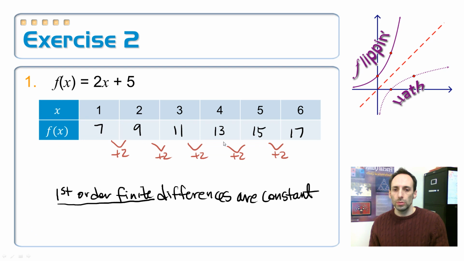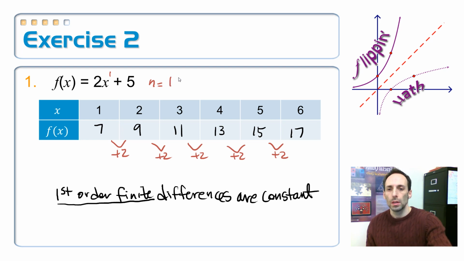I filled out the table, and then I found my finite differences. I found out what my y values were increasing by. They could decrease; you might see that in a bit. These were going up by 2 each, and that was constant. The first order finite differences were constant, and I'm going to call your attention to the degree here. Since this is a 1, the degree, which I'll call n, is equal to 1.